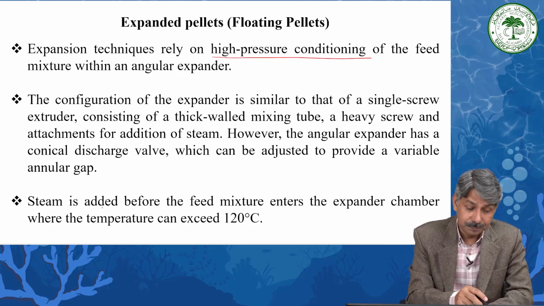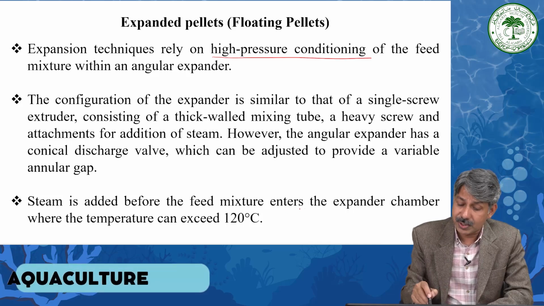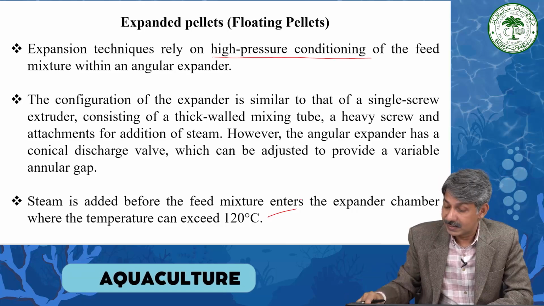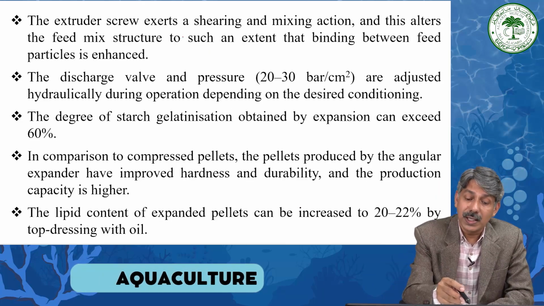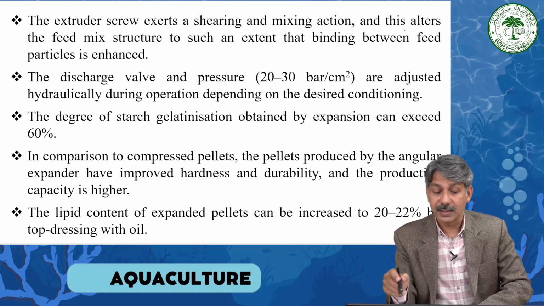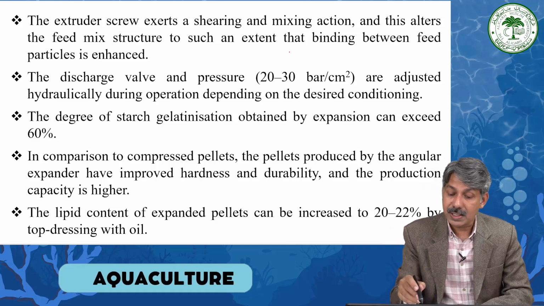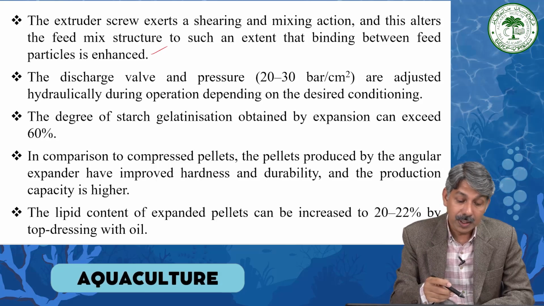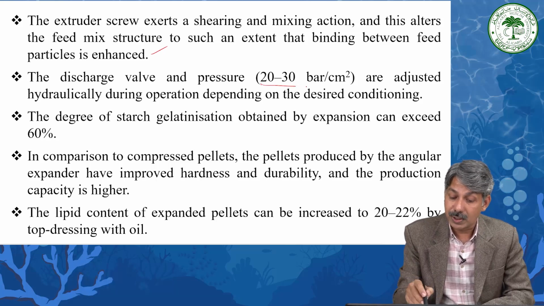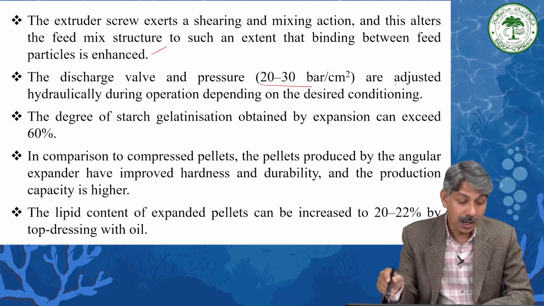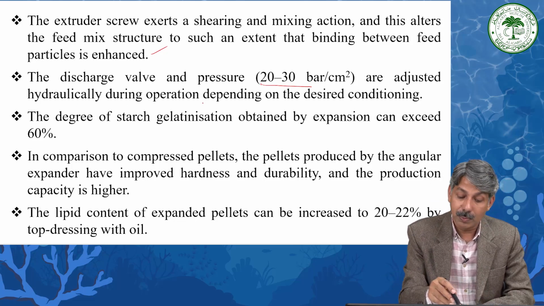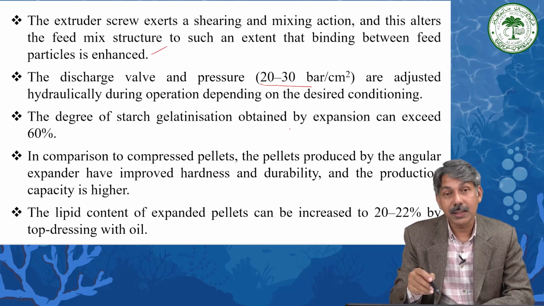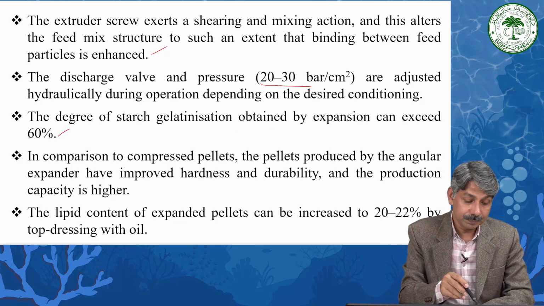Steam is added before the feed mixture enters the expander chamber where the temperature can exceed 120 degrees centigrade. The extruder screw exerts a shearing and mixing action, and this alters the feed mix structure to such an extent that binding between feed particles is enhanced. The discharge valve and pressure, 20 to 30 bar per square centimeter, are adjusted hydraulically during operation depending on the desired conditioning. The degree of starch gelatinization obtained by expansion can exceed 60%.